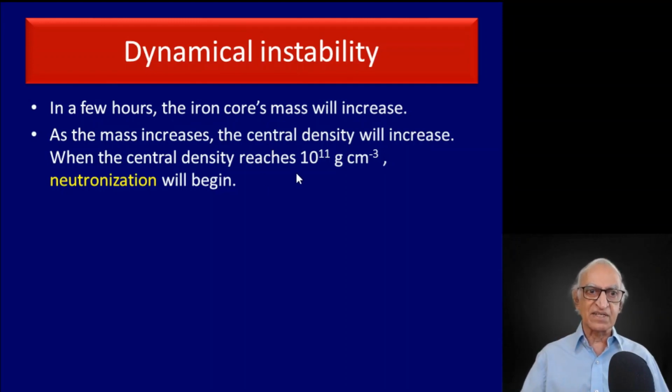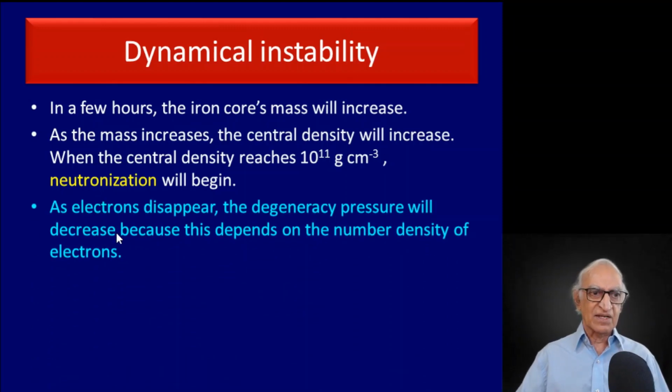And when the density reaches 10^11 grams per cubic centimeter, or 4.3 times 10^11 grams per cubic centimeter, neutronization of matter will begin. Protons will absorb electrons, and neutrons will be formed, and neutrinos will be emitted. Now, in this process, electrons begin to disappear because they are absorbed by the protons. And as the electrons disappear, the pressure due to the electrons, which supported the star against gravity, decreases.